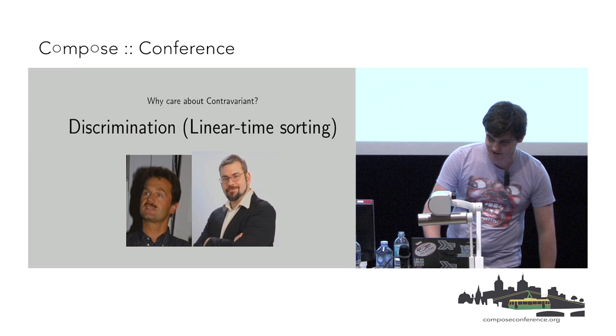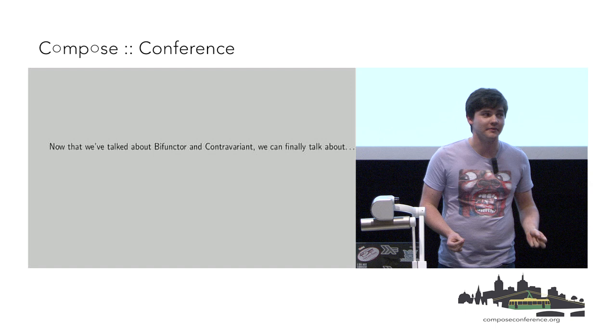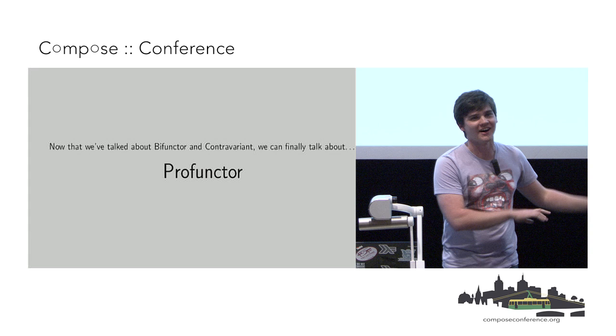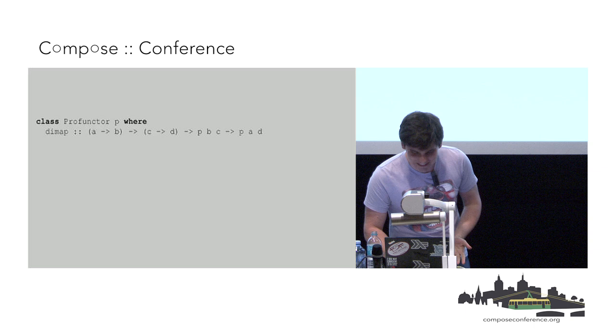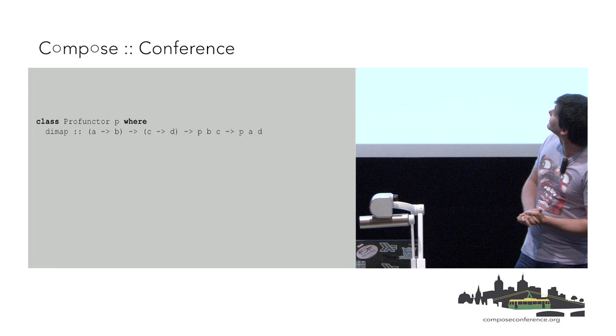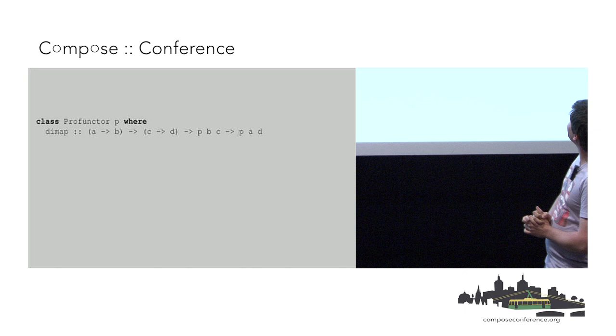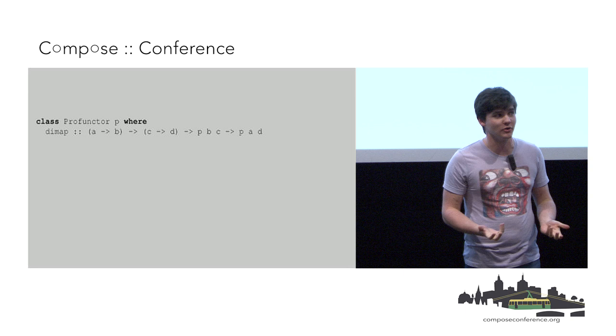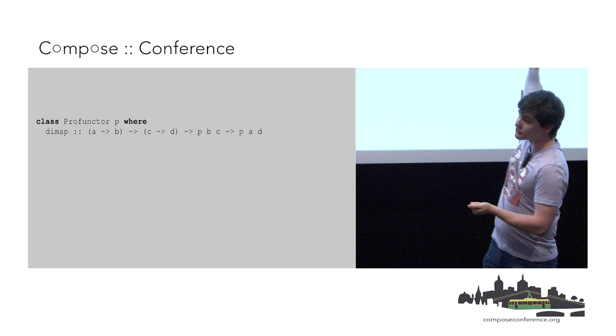So now that we've talked about bifunctor and contravariant, we now have all the tools that we need to talk about profunctor. This is what I was trying to get to the whole time. All that other stuff, linear time sorting, nah, that's not even important. Profunctors, that's what we're about. What's a profunctor? P is a profunctor if I can write this type, this function dimap, which has the type, given a function from A to B, and a function from C to D, and a P B C, produce a P A D, right? So this looks a bit like a bifunctor, right, with one key difference. A bifunctor is covariant in both of its type parameters. But a profunctor is covariant in its right type parameter, but contravariant in its left type parameter.